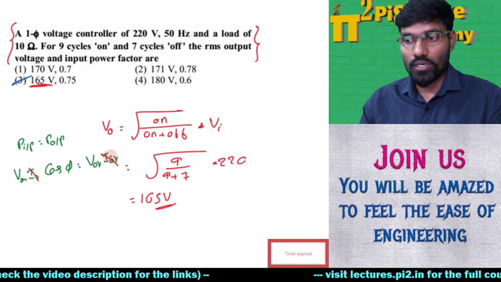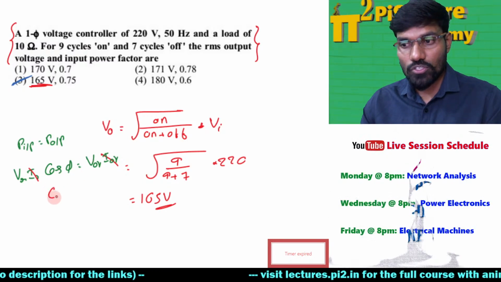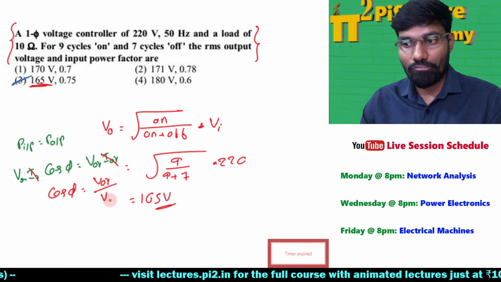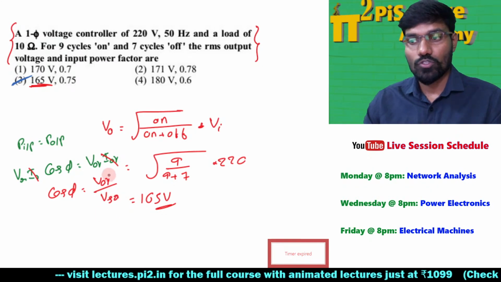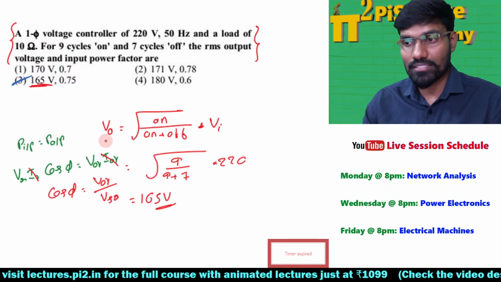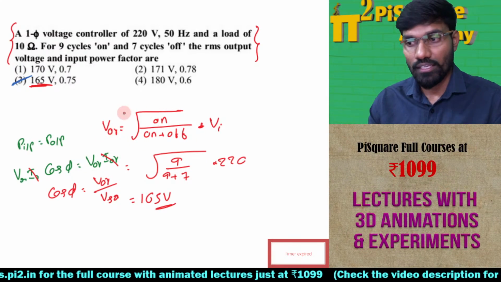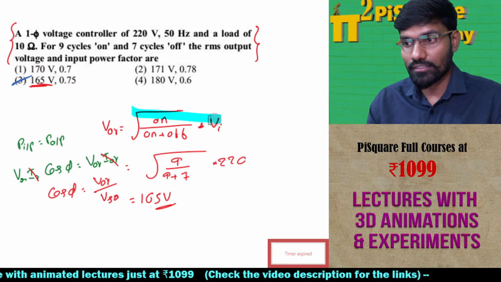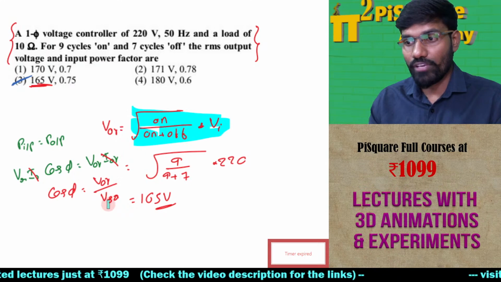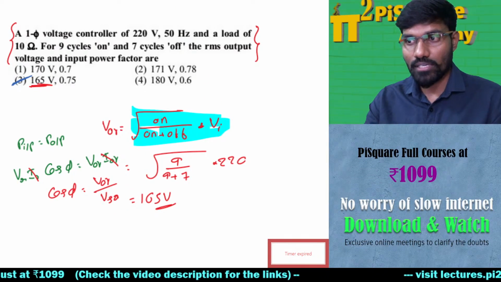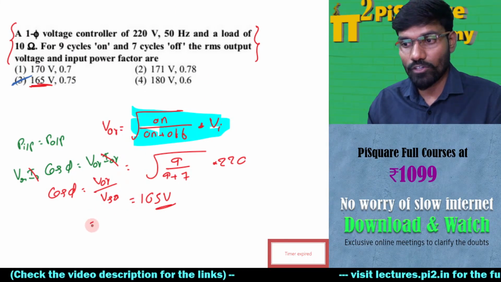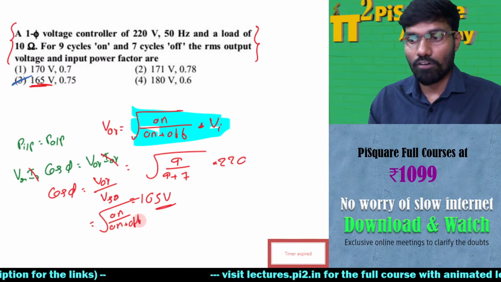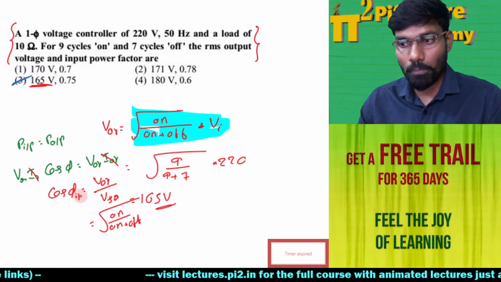And these two are the same, they're constant. So cos phi is equal to V naught RMS by V supply RMS. Just now I said the formula for V naught RMS, of course this is the RMS value. If you divide this with V supply RMS or V input RMS, both are the same, right? So this will be cancelled, and you will get cos phi as square root of on by on plus off. This is the input power factor.